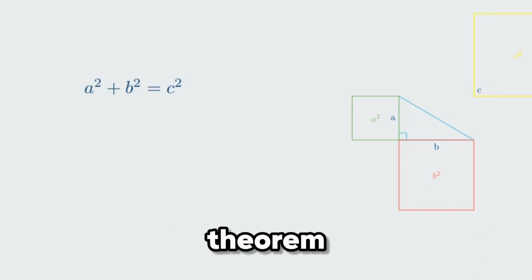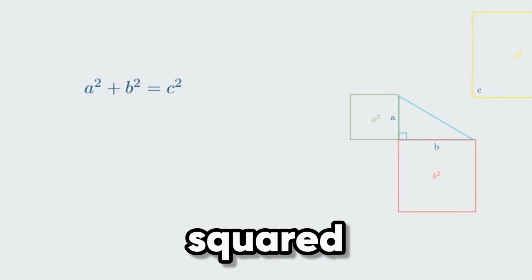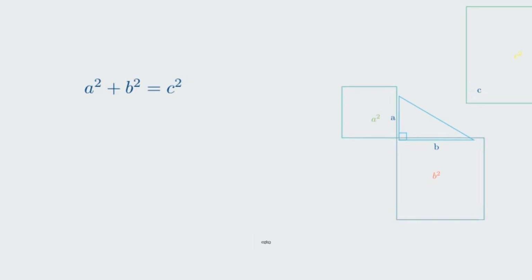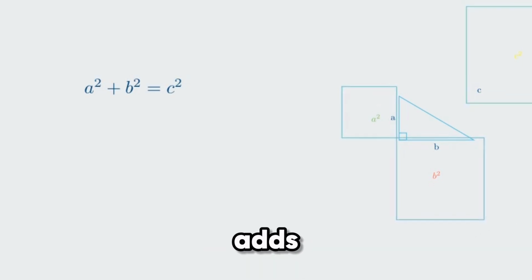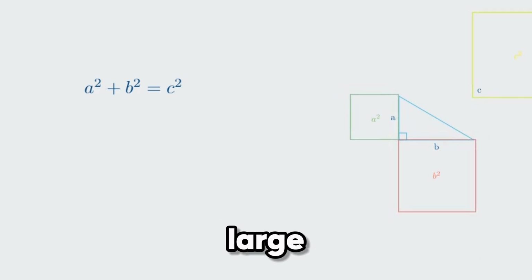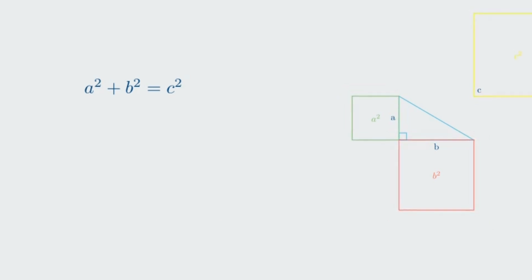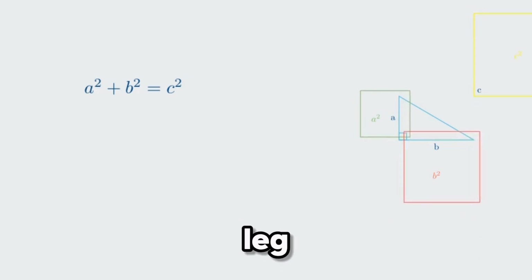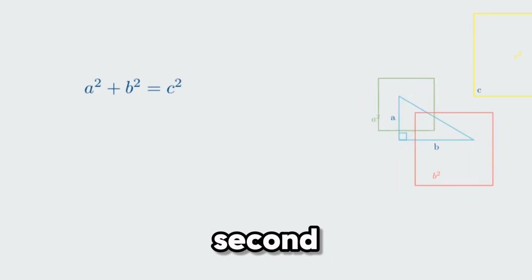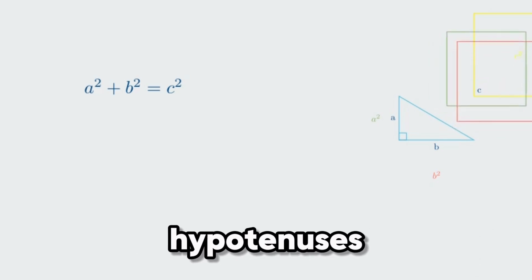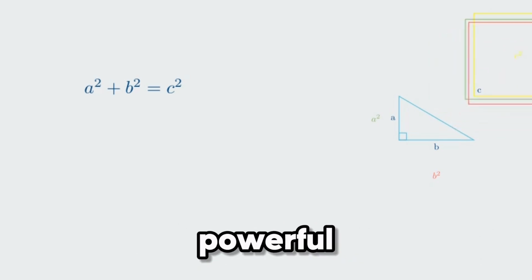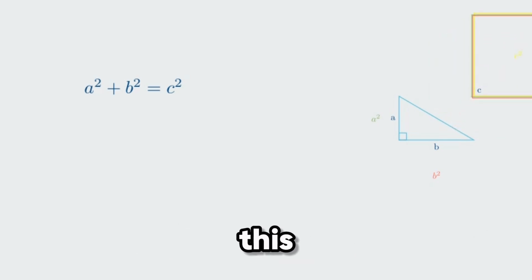The Pythagorean theorem, A squared plus B squared equals C squared, is saying that the area of the two smaller squares, the ones on the legs, adds up to exactly the area of the large square, the one on the hypotenuse. You can think of it like this. If you could pour the area of the first leg's square and the area of the second leg's square together, they would perfectly fill the area of the hypotenuse's square. It's a powerful and concrete way to visualize this abstract mathematical idea.